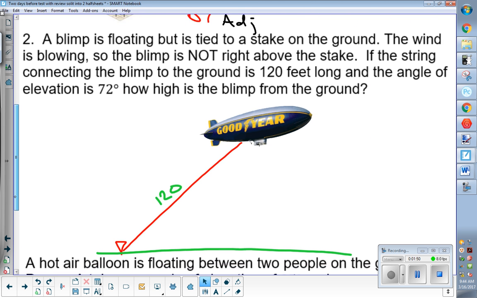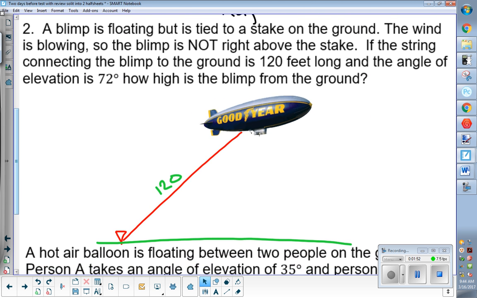Second one says a blimp is floating but is tied to a stake on the ground. The wind is blowing, so the blimp is not right above the stake. If the string connecting the blimp to the ground is 120 feet long and the angle of elevation, so this is the angle of elevation, is 72 degrees, how high is the blimp? This is what I'm looking for.